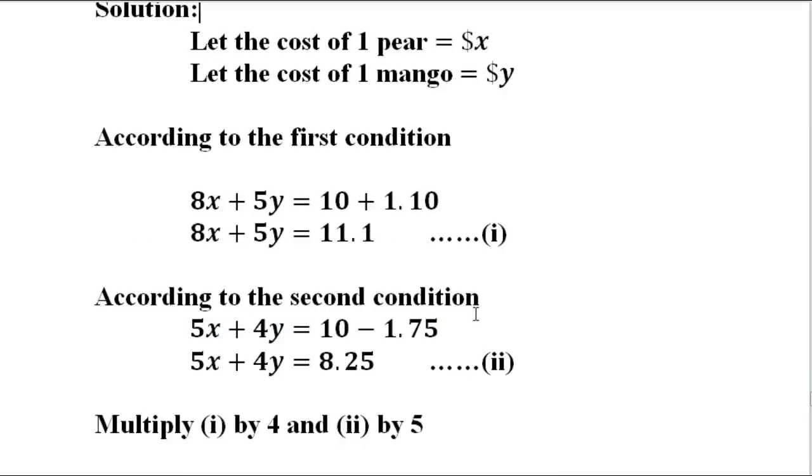Now that we have a system of linear equations, equation 1 and equation 2, let's solve this system using the elimination method. The coefficients for the variables x and y in both the equations are not the same. To make their coefficients the same, I'll multiply equation 1 by 4 and equation 2 by 5.